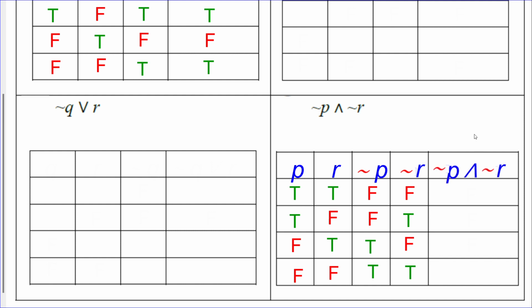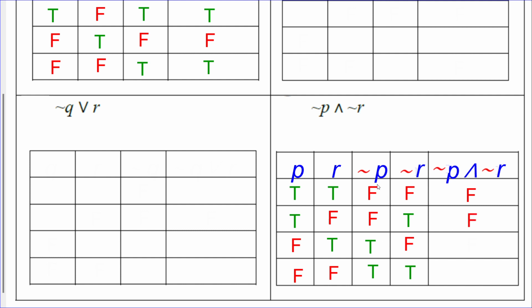Okay. This time we have a conjunction. We have a compound statement that's a conjunction. We have the negation of P and the negation of R. Remember, in a conjunction, both statements have to be true. So here we're comparing these last two columns, the third column and the fourth column. So we have false and false. Well, that's going to make our compound statement false. In the second one, we have the negation of P being false, but the negation of R is true. But remember, this is connected by the word and. So that's going to make this false.